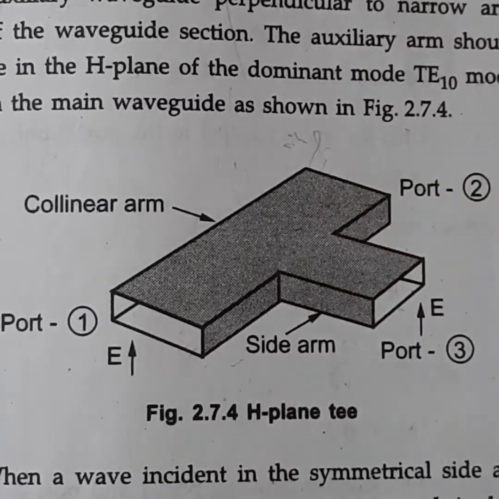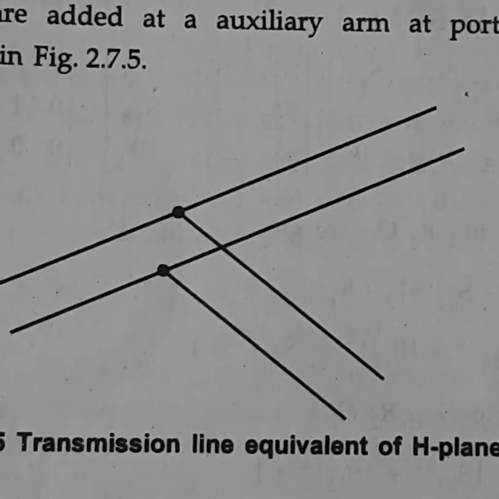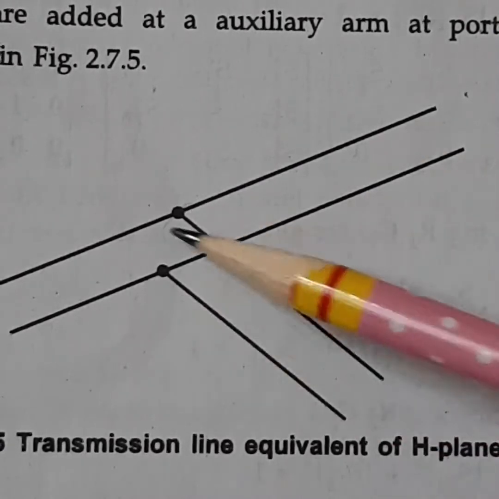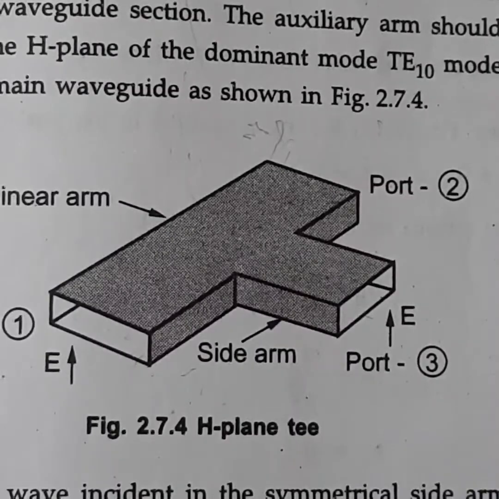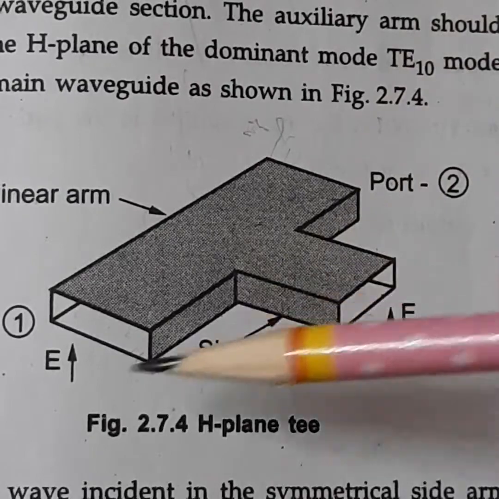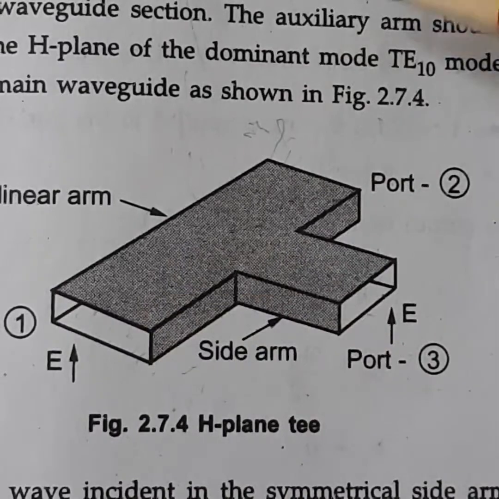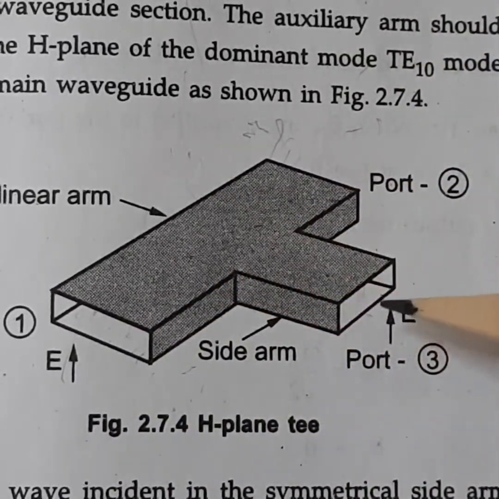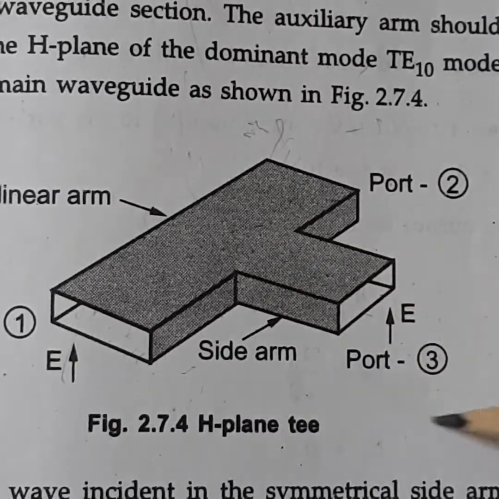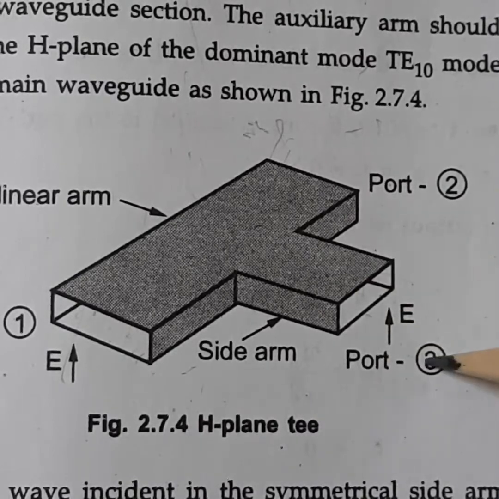Suppose two waves are fed from the two side arms 1 and 2, okay, then what happens? They are going to be added at the auxiliary arm at port 3, right? That is, if we send two waves from port 1 and port 2, they are going to get added up and we are going to get the wave at this port 3. Okay, this is the auxiliary arm at port 3.